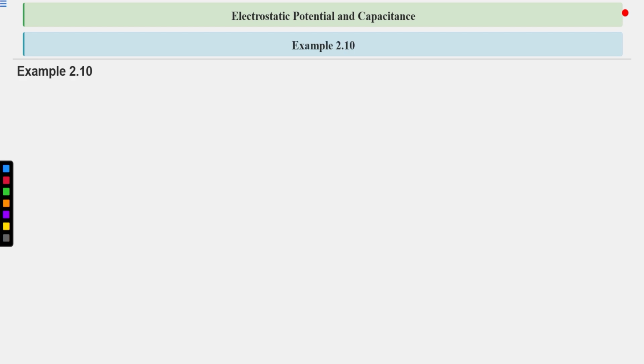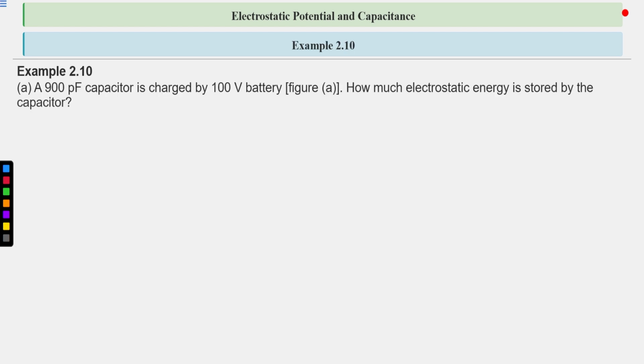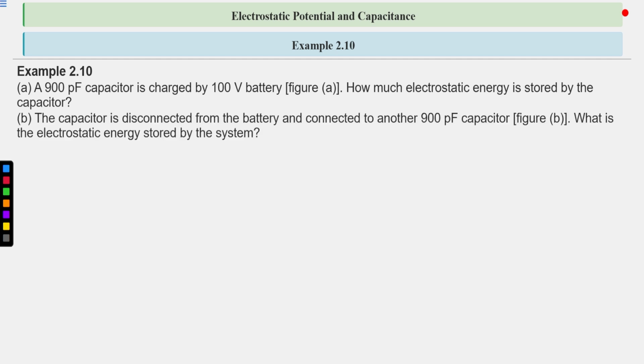Another example, 2.10. A 900 picofarad capacitor, picofarad meaning 10 to the power minus 12 farad, is charged by a 100 volt battery, as in figure A. How much electrostatic energy is stored by the capacitor? Initially we have to calculate the energy stored. In the next part, the capacitor is disconnected from the battery and connected to another 900 picofarad capacitor. What is the electrostatic energy stored by the system?